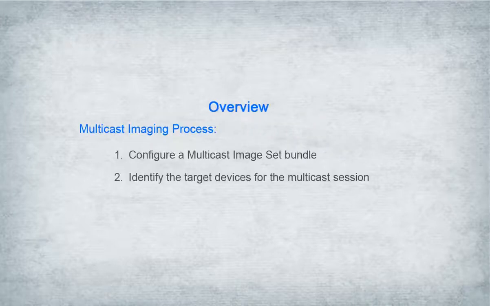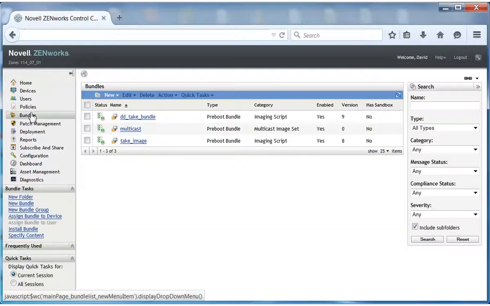David also identifies the two primary tasks that are required to perform the multicast imaging operation. He needs to configure a multicast image set bundle, and then identify the target devices for the multicast session. Both of these tasks are performed in ZENworks Control Center. David starts to create the multicast image set bundle.